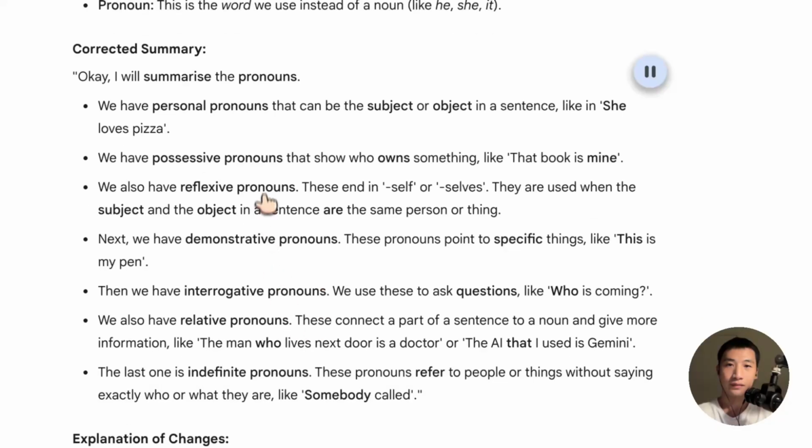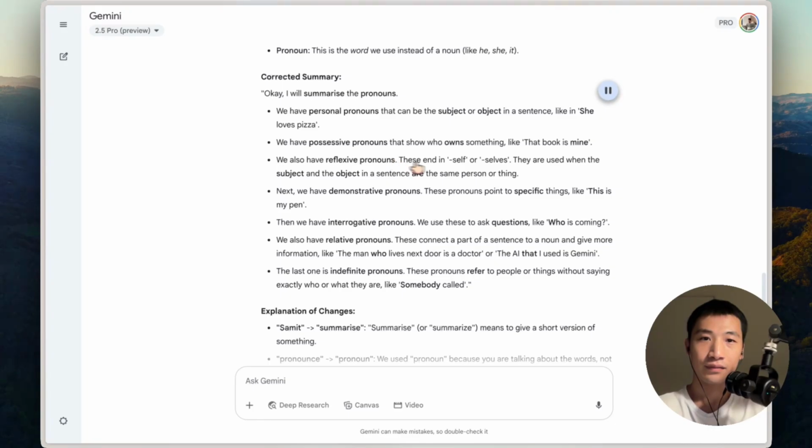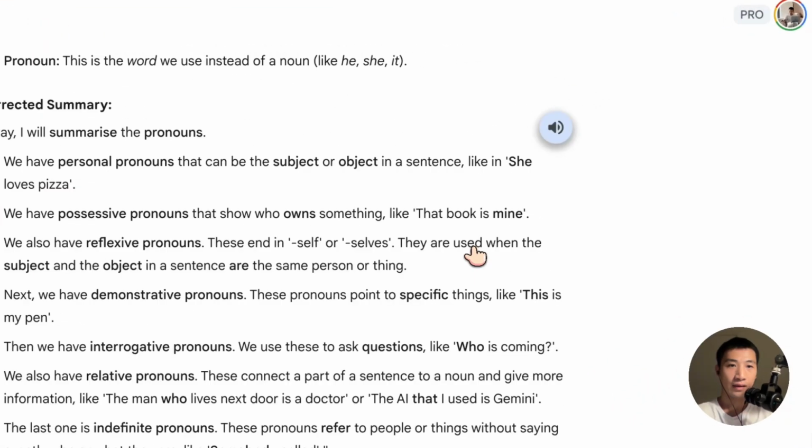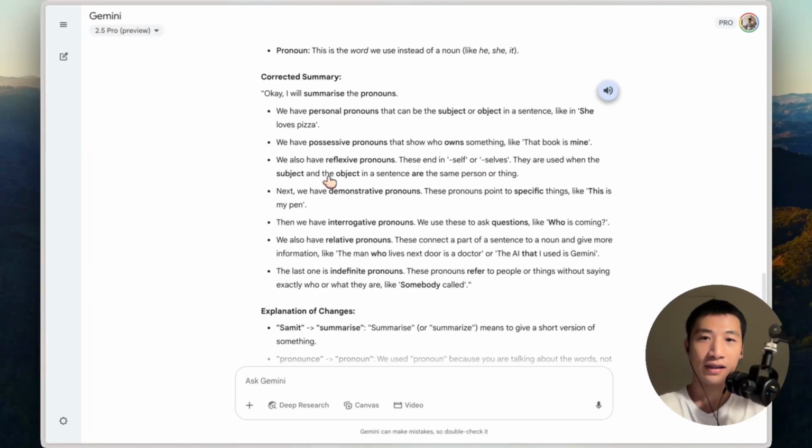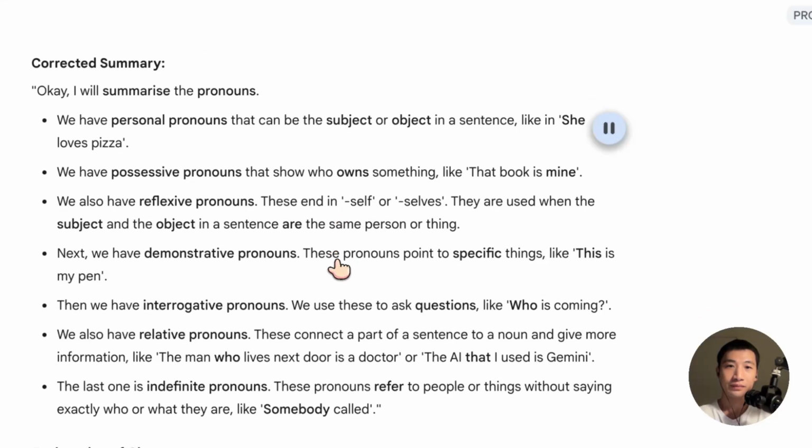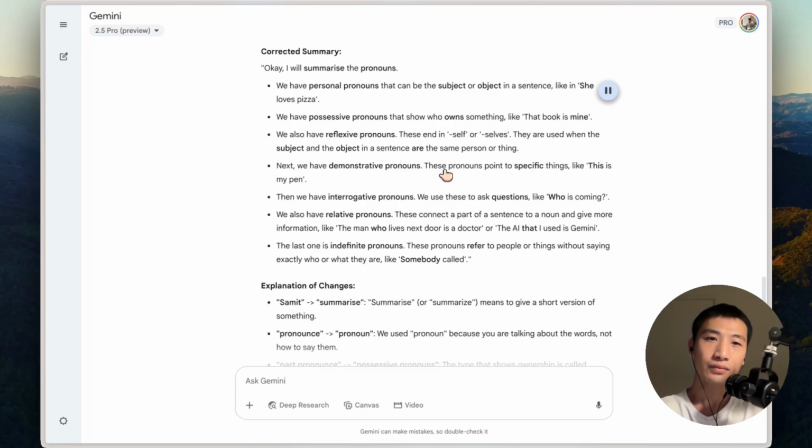We also have reflexive pronouns. These end in self or selves. They are used when the subject and the object in a sentence are the same person or thing. Next, we have demonstrative pronouns. These pronouns point to specific things, like this is my pen.